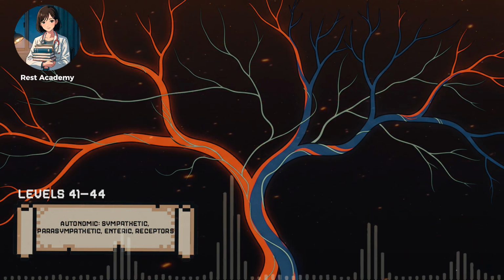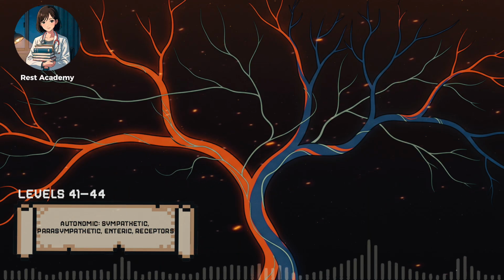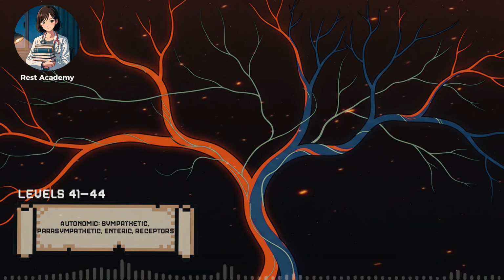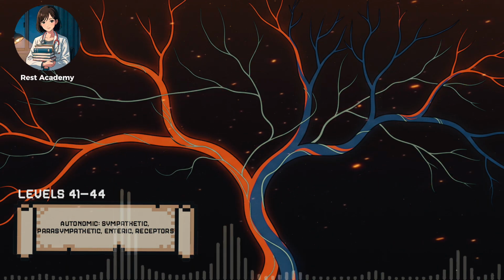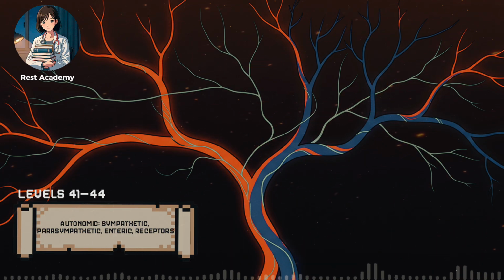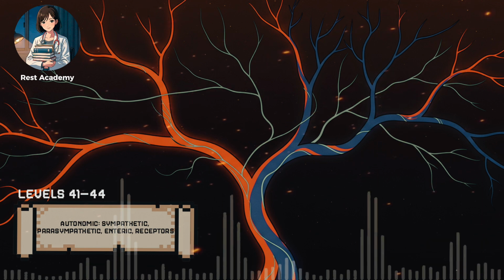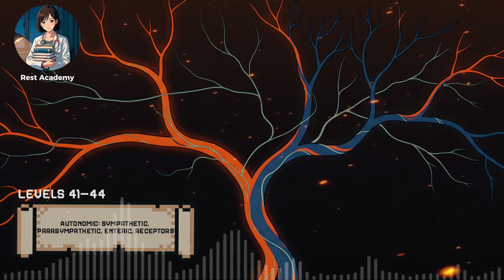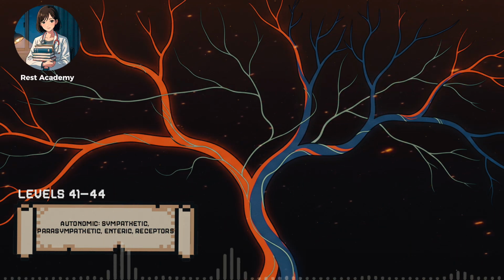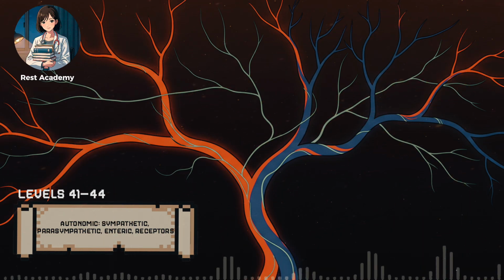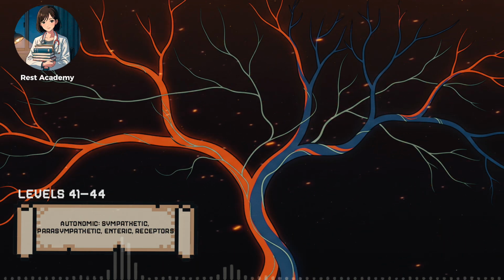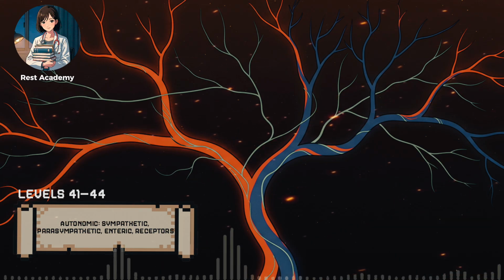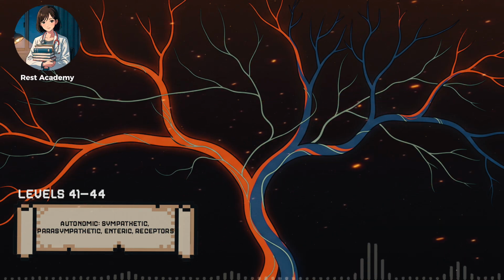The parasympathetic division conserves and restores energy. Its preganglionic neurons arise from cranial nerves 3, 7, 9, and X, and from sacral spinal segments S2 to S4. These neurons have long axons that travel to or near their target organs, where they synapse in small terminal ganglia. Postganglionic fibers are short and precisely target specific effectors. The vagus nerve, cranial nerve X, is dominant, supplying parasympathetic fibers to most thoracic and abdominal organs. The sacral outflow serves pelvic organs.